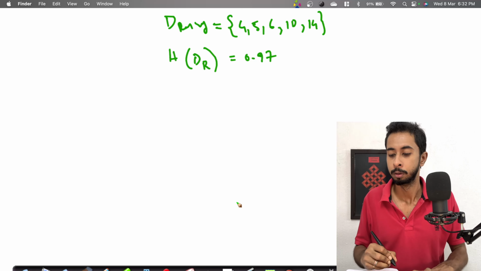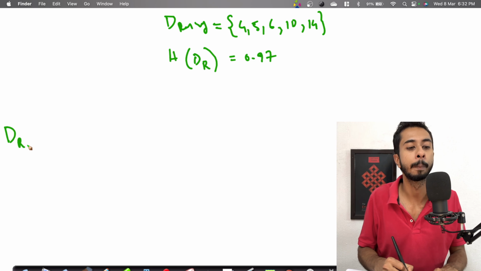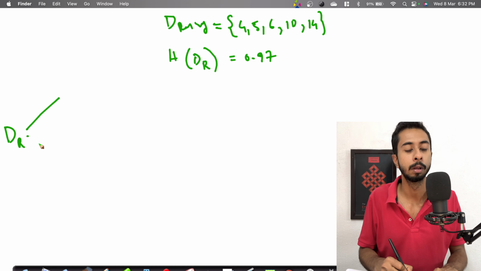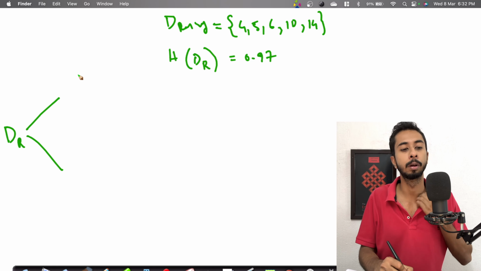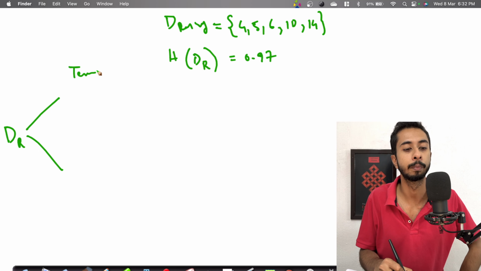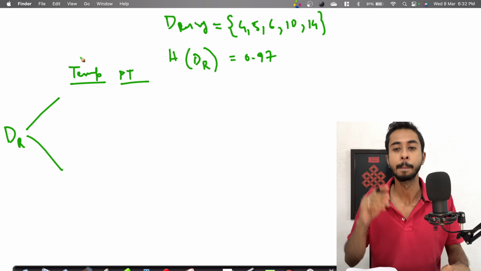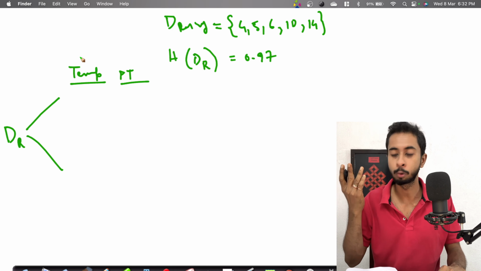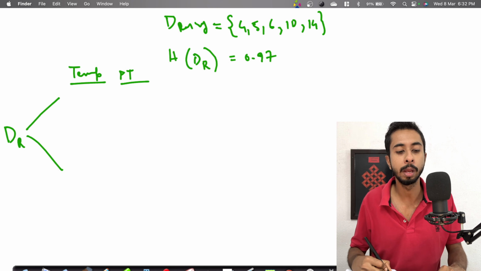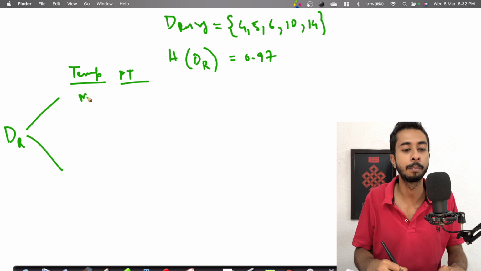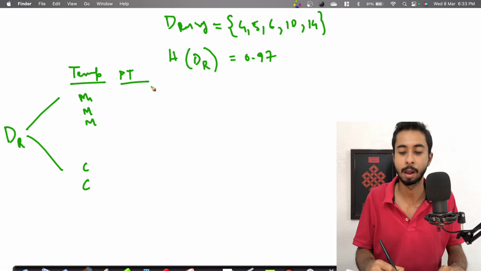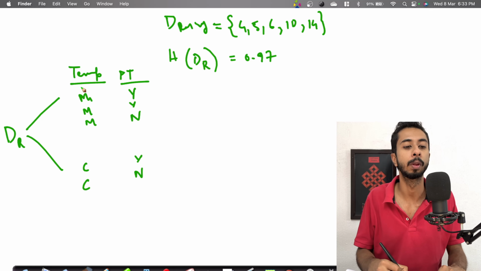Okay, so now if we break D rainy, how many parts can we break it into? Let's break it on temperature first, and play tennis, let's say. So on temperature, what are the different values which we have? We had I think hot, mild and cool, right? So here you will see on rainy we do not have hot data, we have only mild. How many milds are present? 3 milds and 2 cools are present. And here mild is yes, yes and no, and for cool we have yes and no. Okay, you can check it here.